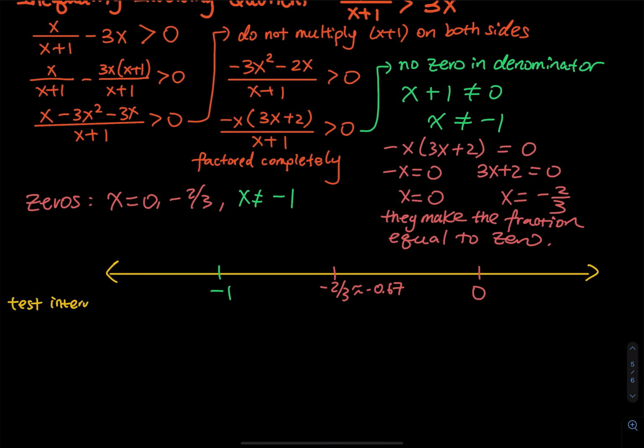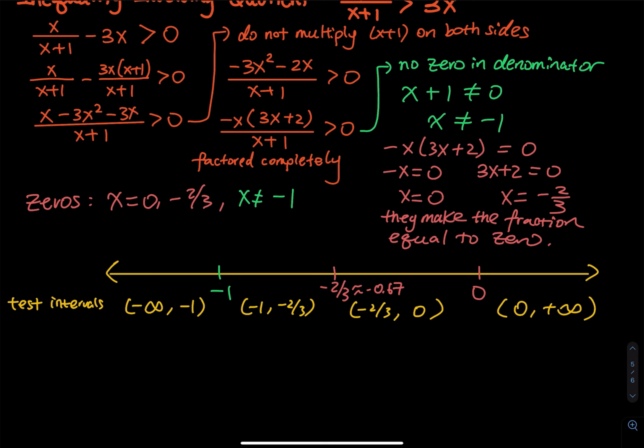The first one is from negative infinity to negative 1, and then from negative 1 to negative 2/3, and then from negative 2/3 to 0, and then the last one is from 0 to positive infinity. So which interval is my solution set? We don't know yet. We have to test every single one of them.